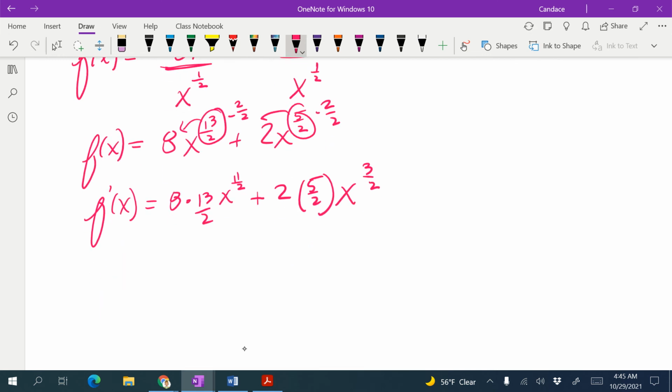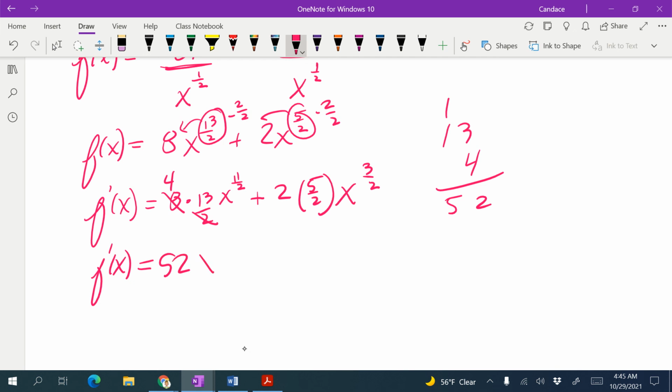This point is just cleaning it up a little bit. So the 2 goes into the 8 4 times. Let's see, 4 times 13 would be 52. x to the 11 halves. Plus these 2's would cancel. 5x to the 3 halves.